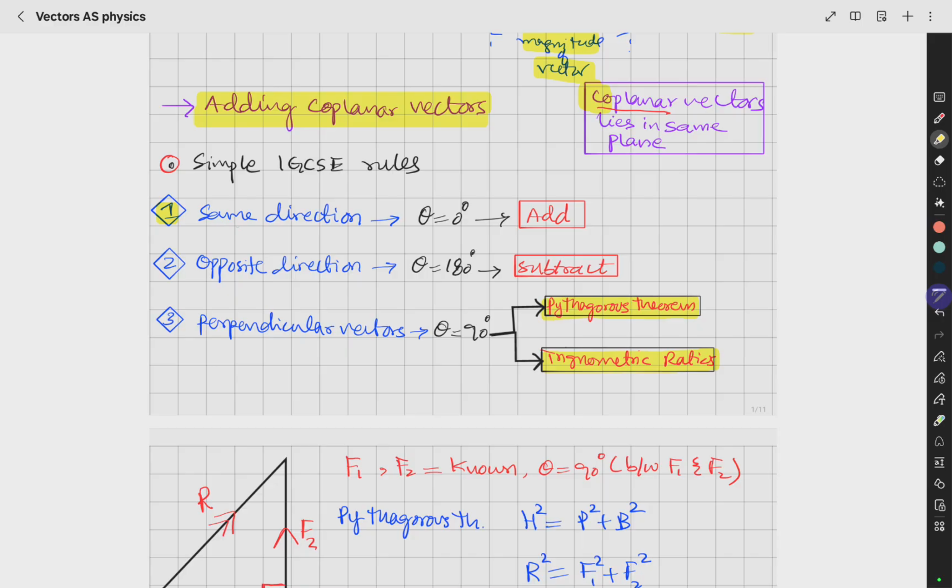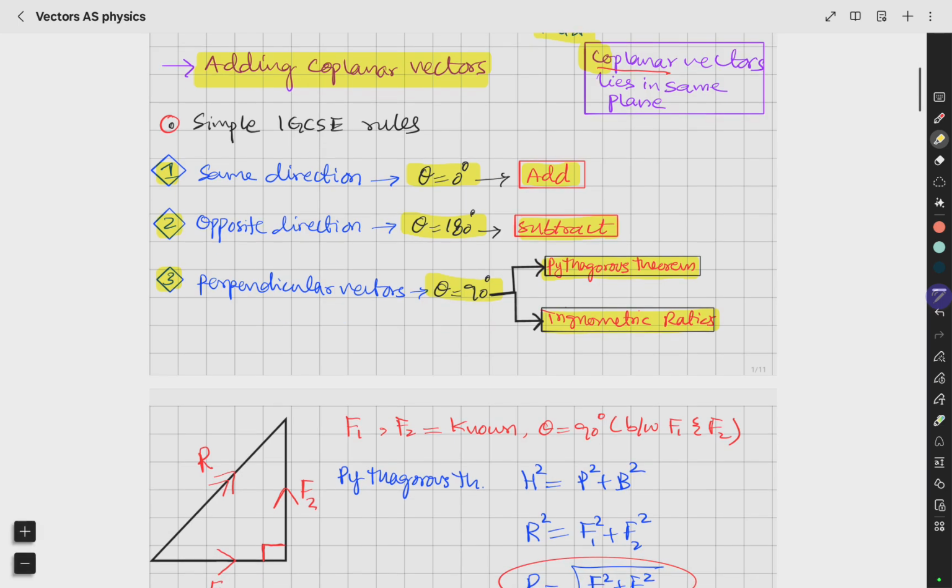There are three rules. The first rule: if the vectors are in the same direction, angle 0, you simply add them. If the vectors are in opposite directions, the angle is 180 degrees, so you subtract them. And if the vectors are perpendicular, right angle vectors, then there are two things. Either you use the Pythagoras theorem to get their resultant, or you use the trigonometric ratios sine, cos, and tan.